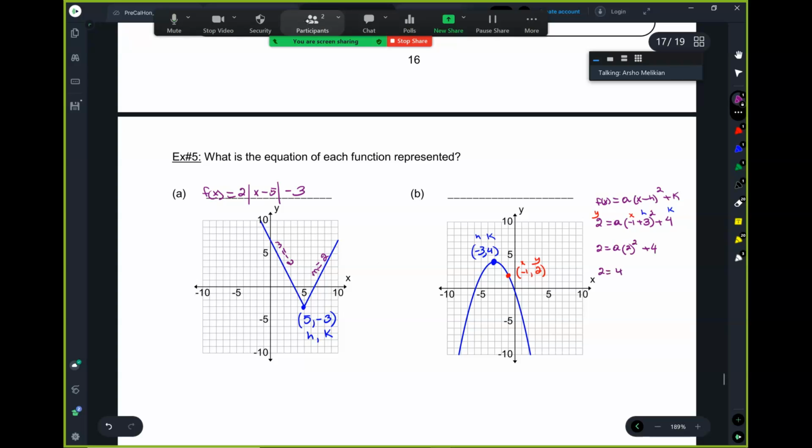2 is 4a plus 4. Subtract 2. Minus 2 is 4a. Divide by 4, divide by 4. A is equal to -1/2. Okay? So now we can build the function.